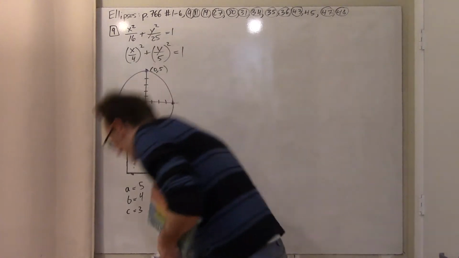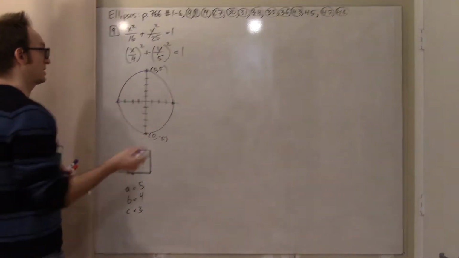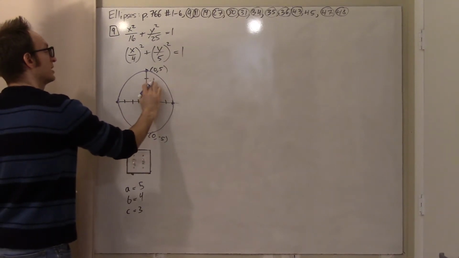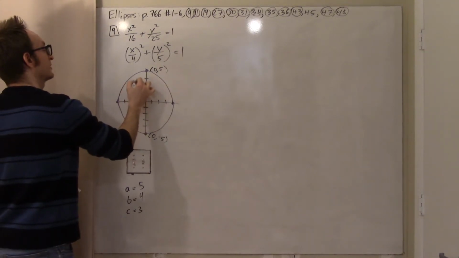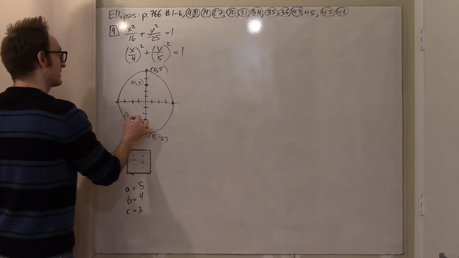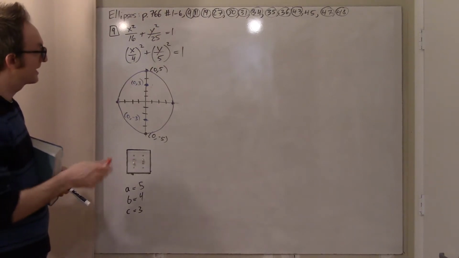I know this because first I'll just make a picture. So here is this point here, (0, 3). That's one focus, and I claim that the other focus is down here at (0, negative 3). And well, why is that?